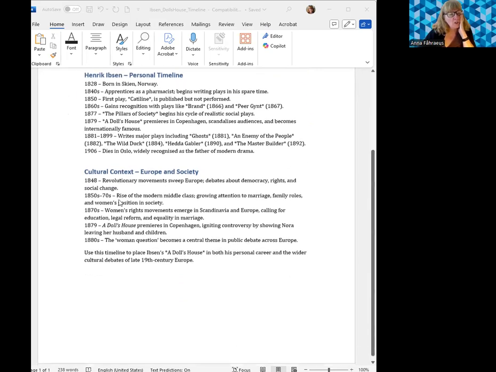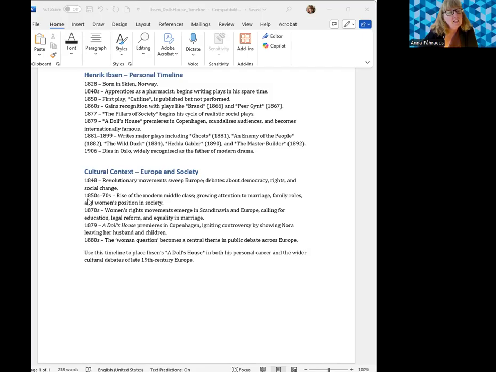Well, what we then want to look at is the cultural context of his life. In 1848, when he was 20 years old, there were revolutionary movements sweeping through Europe, and there were debates about democracy, rights, and social change. And I think we recognize that from today.